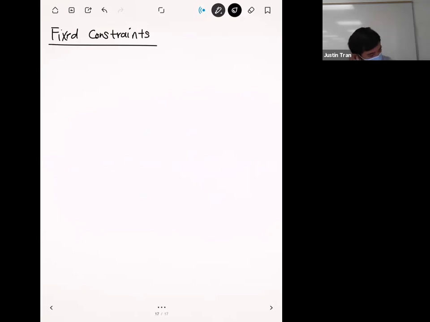Okay. All right, and so a fixed constraint, visually, I'll make it look like this, where it looks like the beam is literally stuck into a wall, okay? And so what's unique about the fixed constraint or the fixed support is that it's going to constrain all the deformation components, including the rotations, okay?